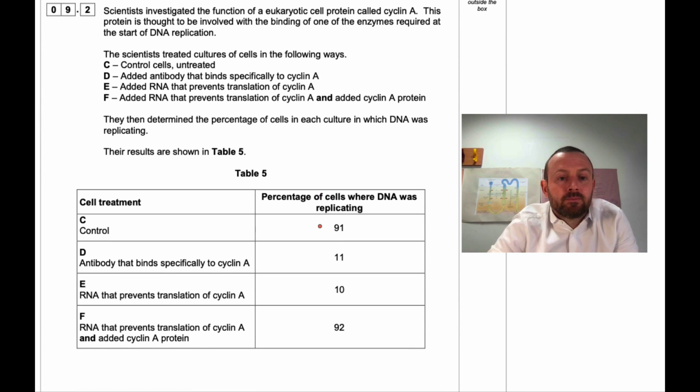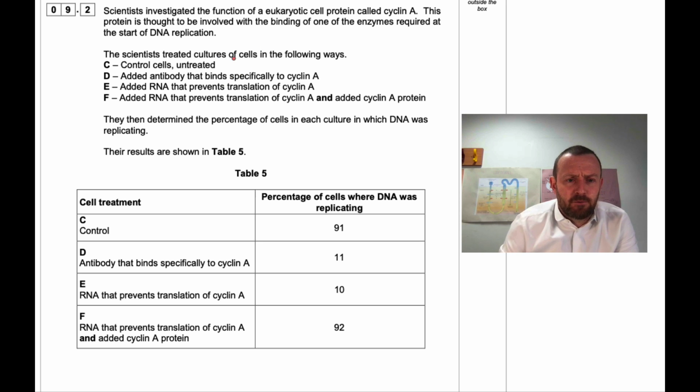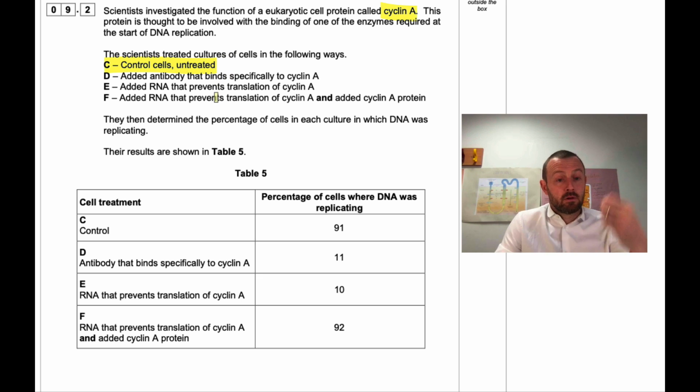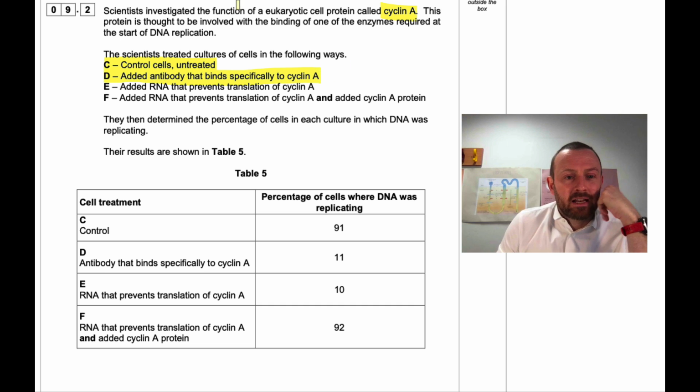Okay, 9.2. Scientists investigated the function of a eukaryotic cell protein called cyclin A. This protein is thought to be involved with the binding of one of the enzymes required at the start of DNA replication. So this is like initiation of DNA replication. The scientists treated cultures of cells in the following way. Okay, so cyclin A, untreated. Okay, antibody that binds specifically to cyclin A.